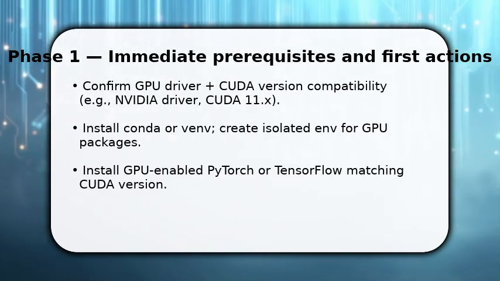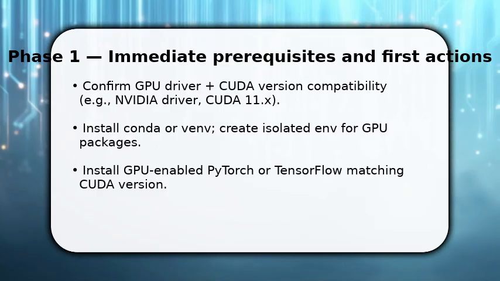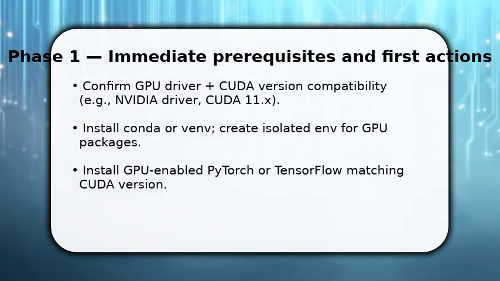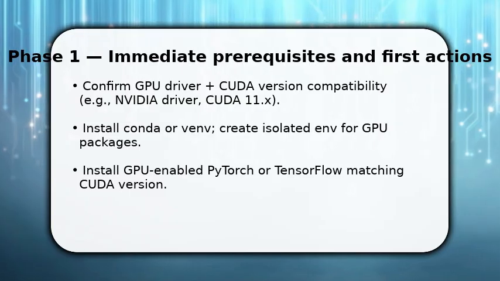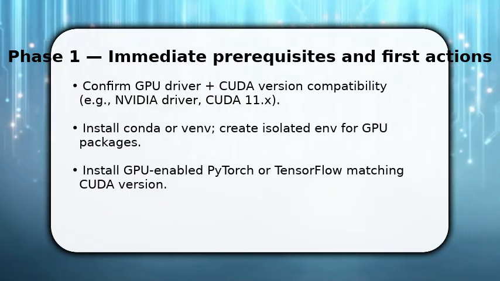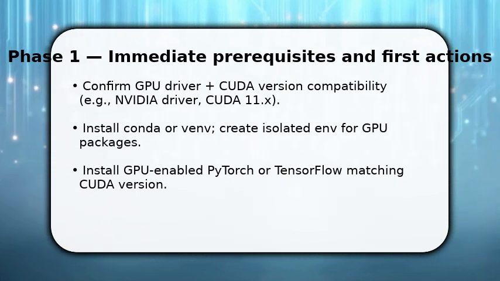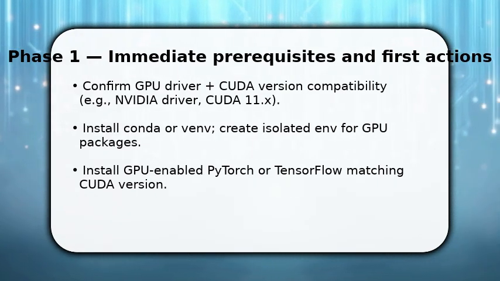Next, install the GPU-enabled framework that matches CUDA, PyTorch, or TensorFlow using the exact build. Make sure packages report GPU support, run a quick import, and check CUDA is available or TF.test.is_gpu_available to confirm the environment is ready.